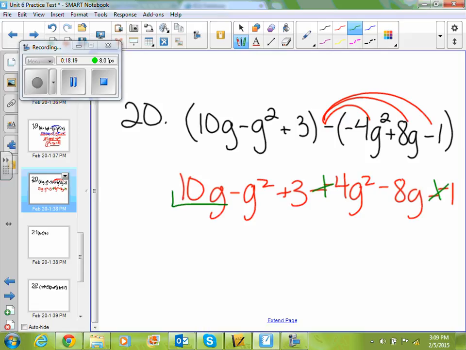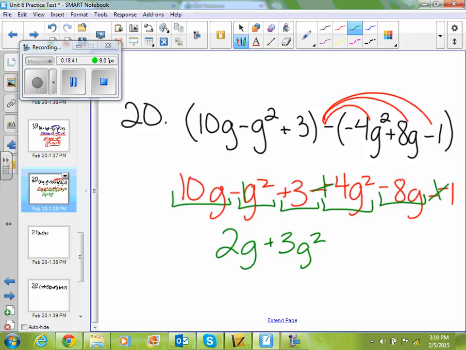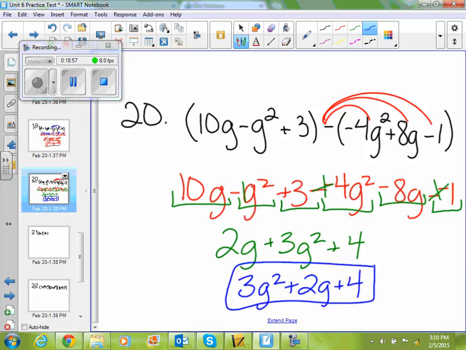Let's start with what can I combine with my 10g? Okay, so 10 minus 8 is 2g. Okay, what can I combine with that minus 1g squared? Okay, so it'd be 3g squared. What can I combine with my 3? 3 plus 1 is 4. Is this in standard form? No, what's going to come first? Okay, what comes next? Well, all right, we're almost done.